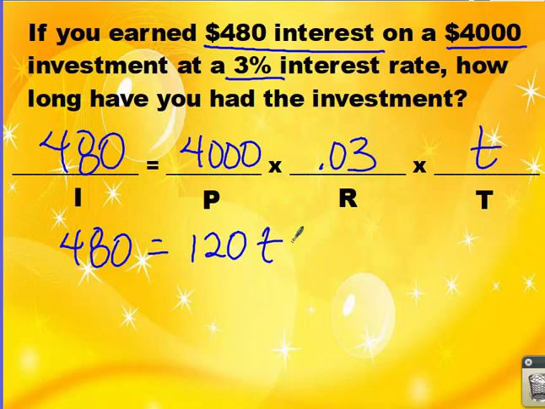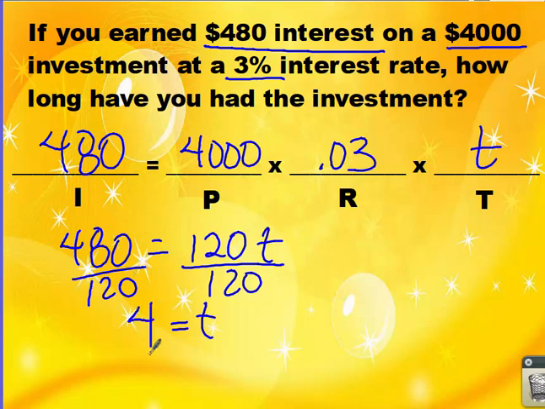Now this should look very similar to an equation that you've done in the past. We have multiply by 120, so we divide by 120 on both sides, and you end up with T is equal to 480 divided by 120, which is 4. So what does that stand for? Well, the T is time, and it's going to be in years, so our answer would be 4 years. How long have you had the investment? 4 years. So let's see if you can do one on your own like this.